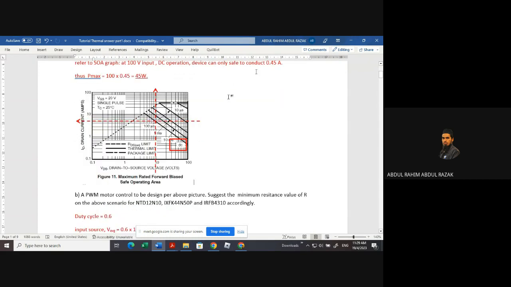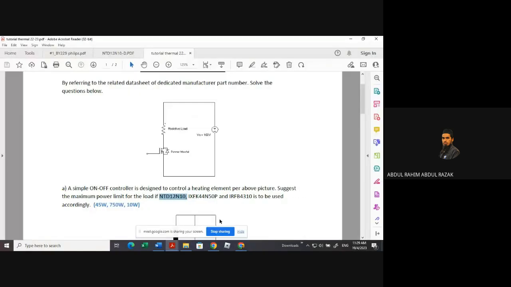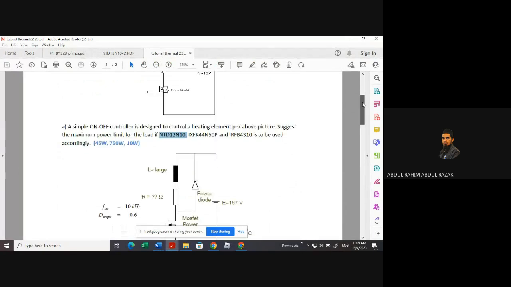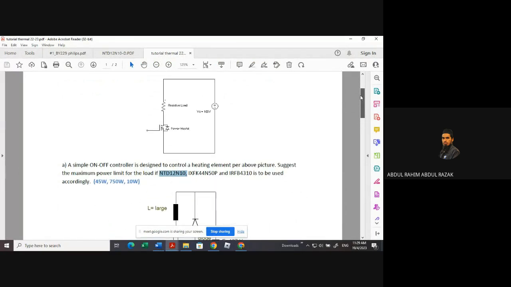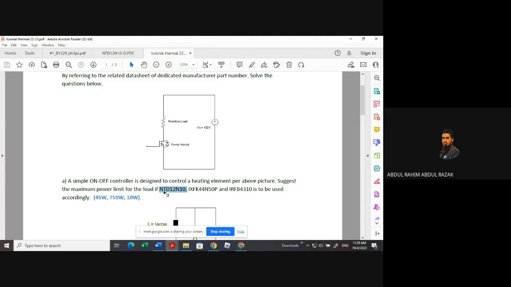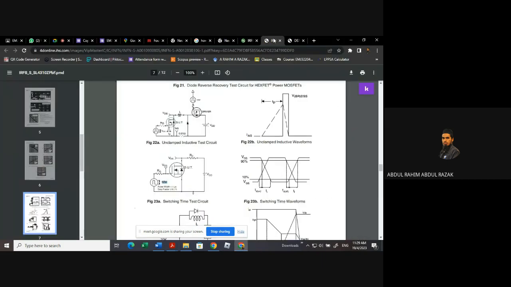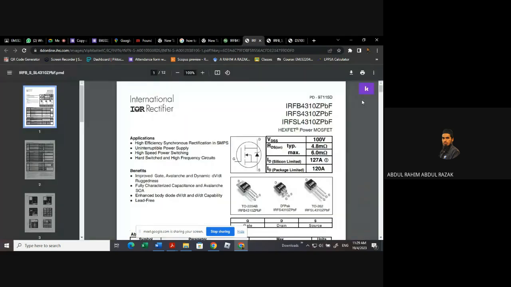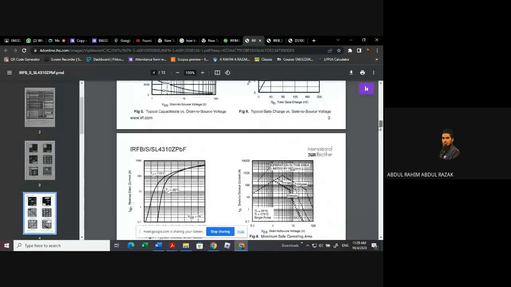Okay, untuk soalan yang kedua, the second question. Boleh faham yang pertama tadi ni? Okay ya. So same goes to your NTD IXF ni. So you pakai graf yang sama. You pakai kaedah yang sama. Contohnya untuk IXF tadi ni. Mana? Jadi SOA juga untuk 100 volt.